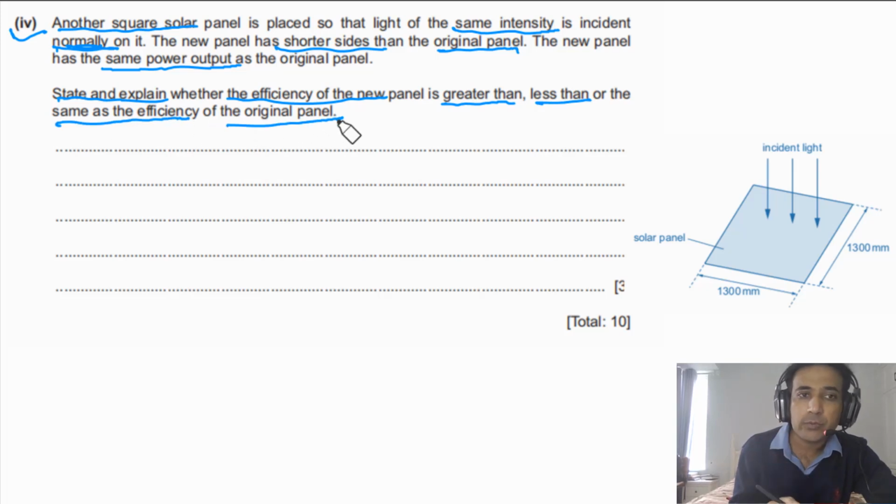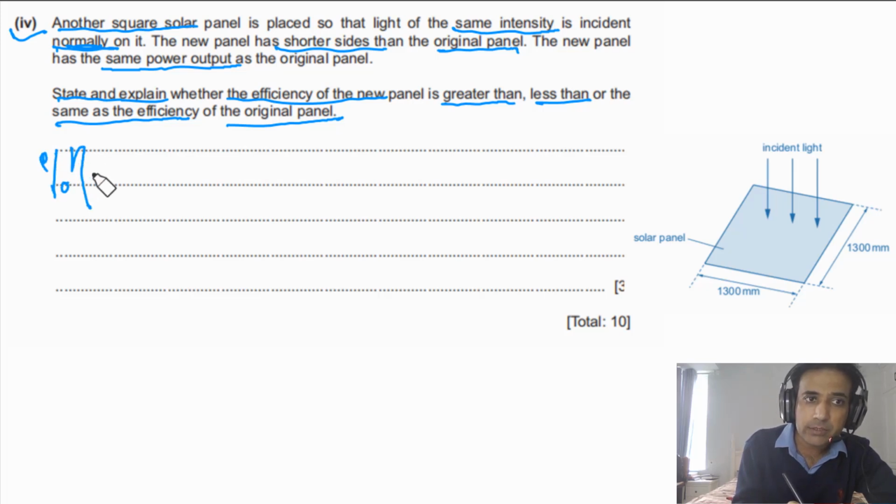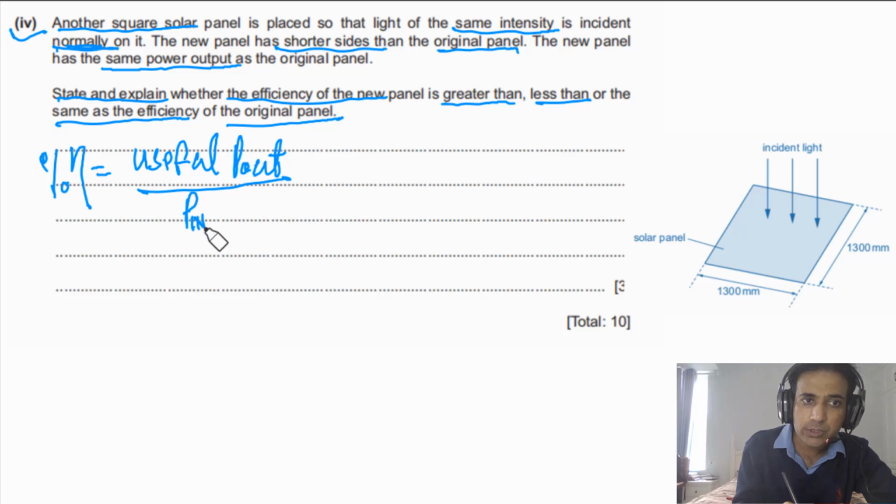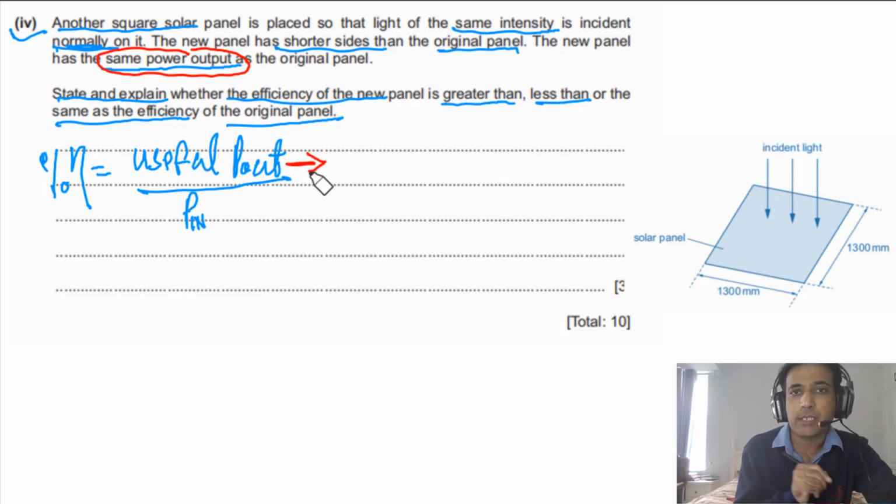So first of all, we need to understand how do we calculate efficiency. We have already discussed that percentage efficiency is equal to useful P out divided by P in. So this is the total input power. For this question, it is given to us same output power. It means this quantity is the same. So simply we have to compare this quantity now for the two panels.